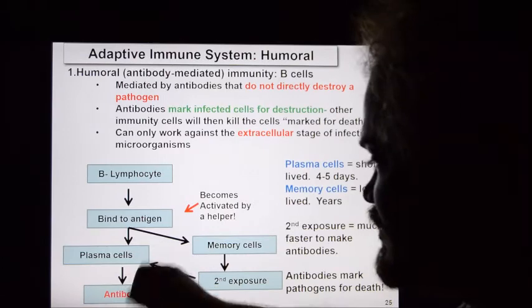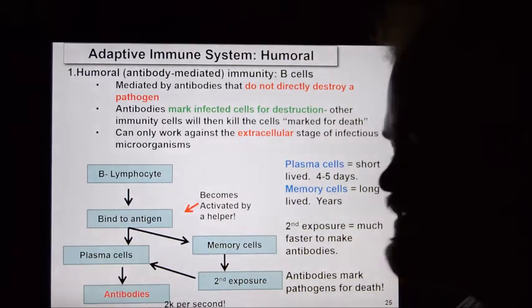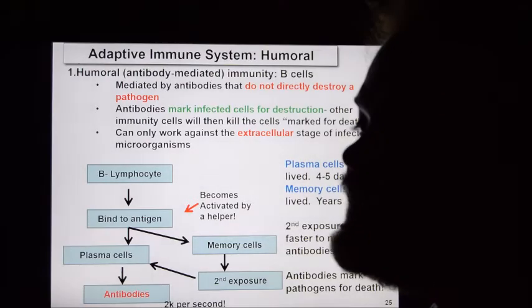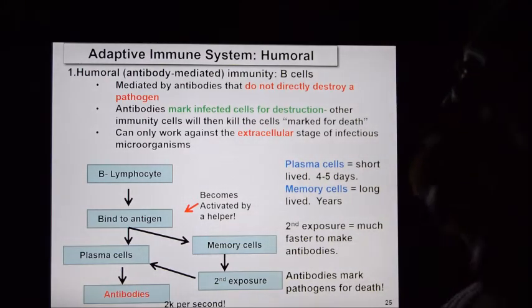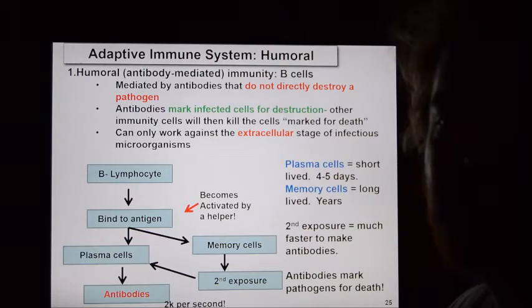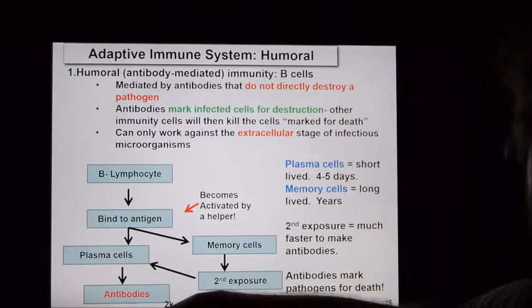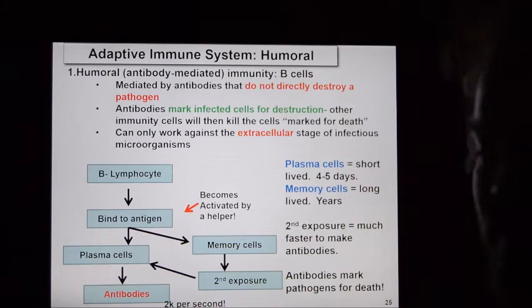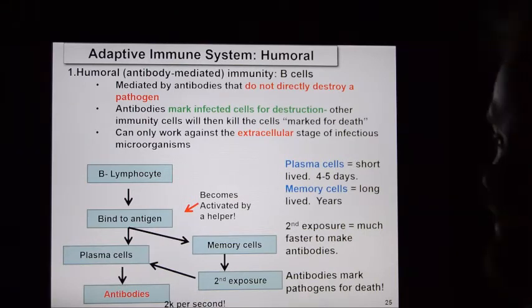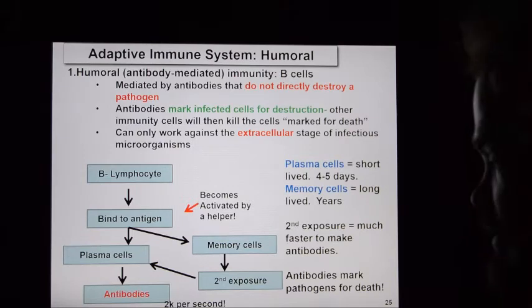Well, the plasma cells make antibodies, like 2,000 a second. Your bloodstream becomes completely flush, completely washed in antibodies from these plasma cells, so that any foreign antigens in your body that pertain to this are all going to get marked and they're going to get killed fast. They're destroyed almost immediately.